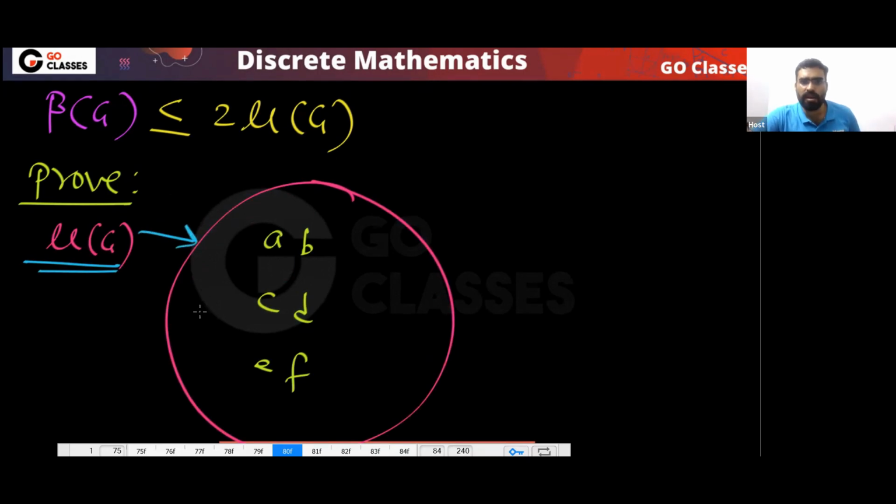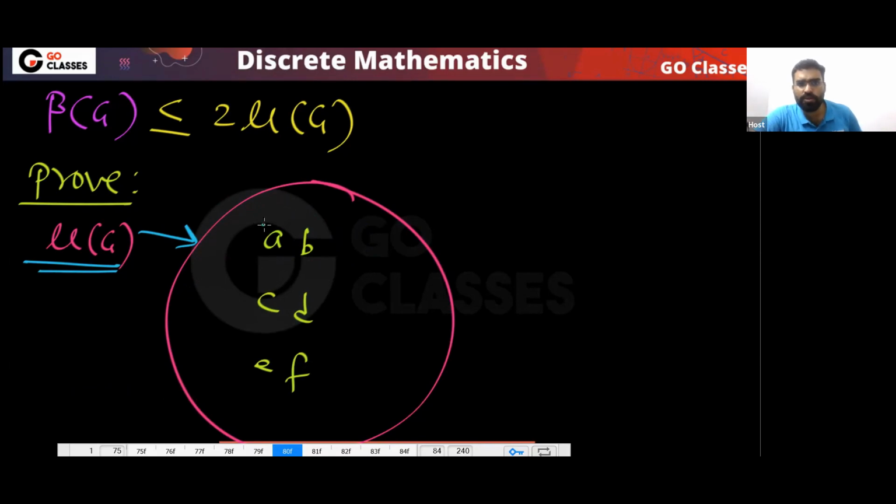If this is the maximum matching, then please tell me one thing. Is there any edge which is not incident on these vertices? Can I say every edge is incident on one of these vertices? Tell me why. Is this type of edge possible in the graph?